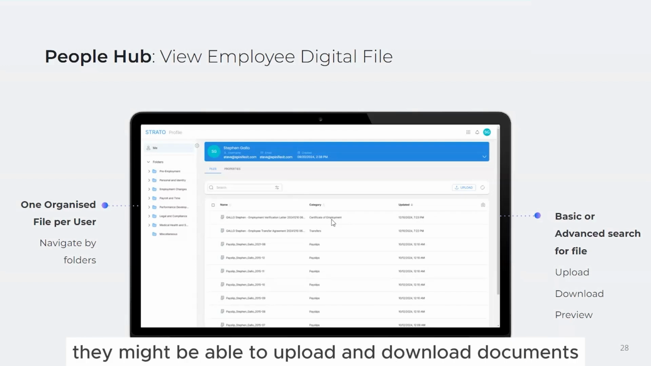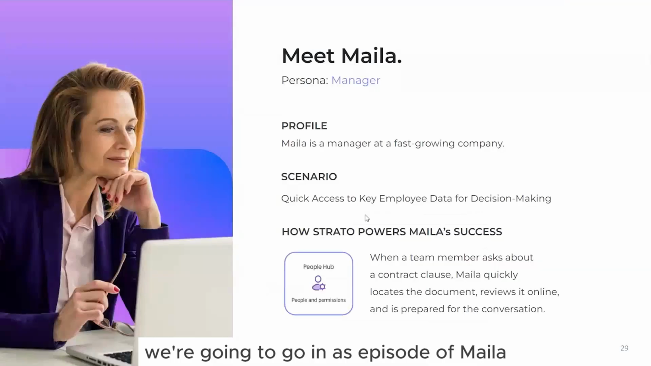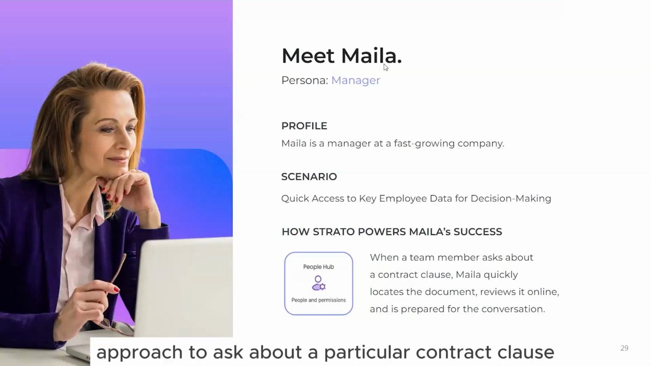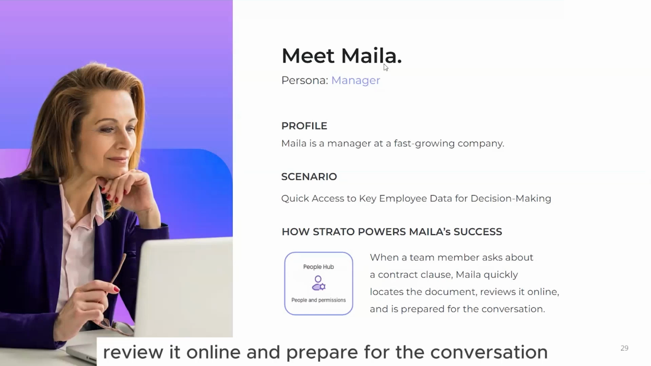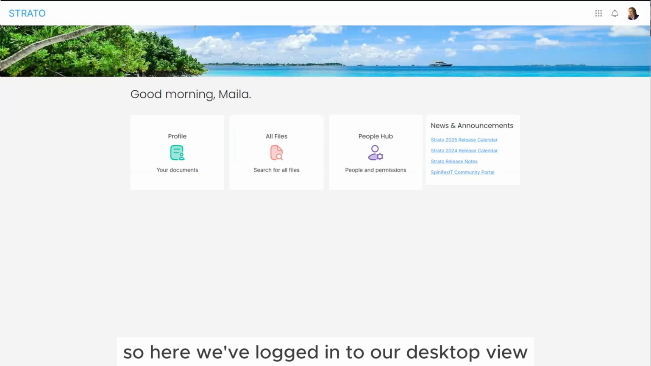upload and download documents. So to look at this, we're going to go in as our persona Mailer, who's our manager. And basically, a team member approaches to ask about a particular contract clause, and Mailer needs to locate the document, review it online, and prepare for the conversation. So here we've logged in to our desktop view.